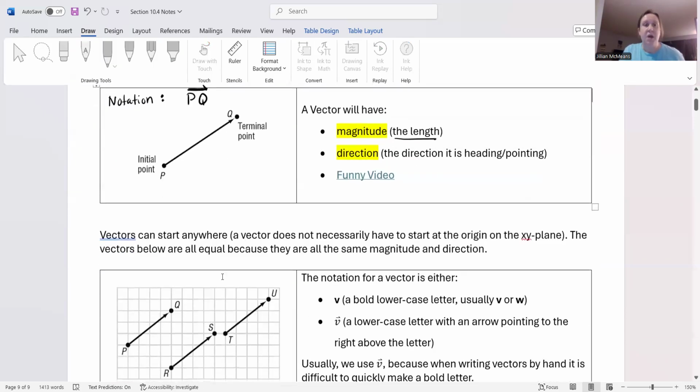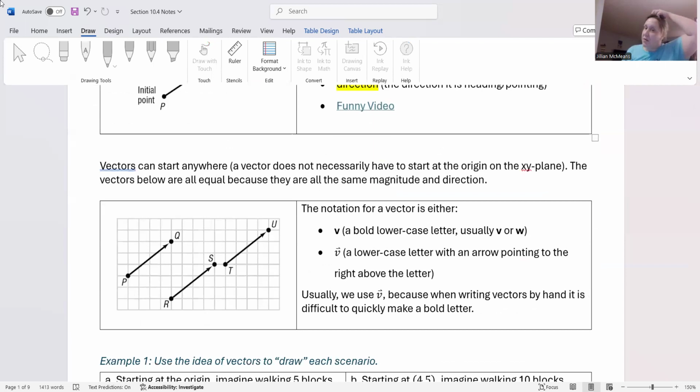Moving right along, vectors can really start anywhere. They don't have to start in a specific spot. They will have an initial point and a terminal point, but they don't have to start anywhere in particular. We will eventually talk about something called a position vector, where we force a vector to start at the origin, but generally speaking, they can be anywhere in the XY plane. The vectors below are all equal, meaning they are all going in the exact same direction and they have the same length. How do we know this to be true? I can show you here.